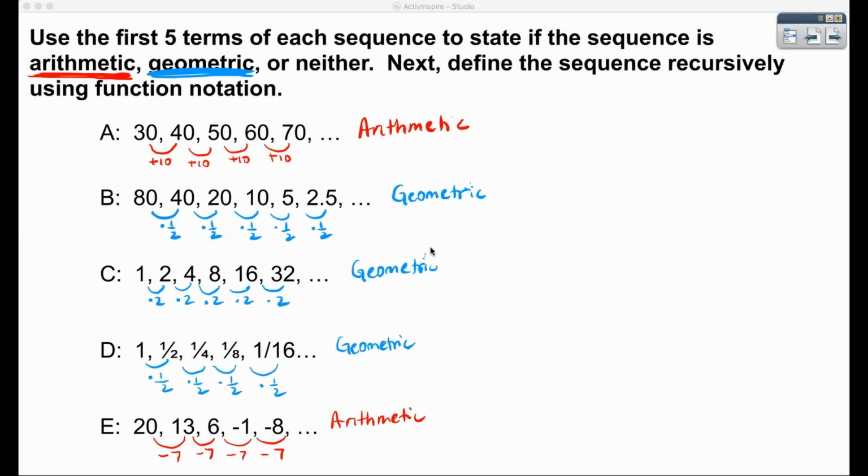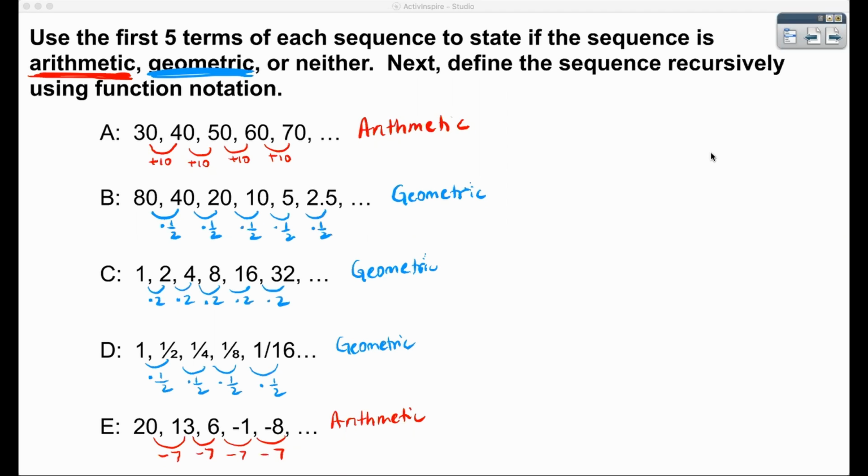Okay, now that we figured out what each of these sequences are in terms of arithmetic or geometric, now we can start figuring out how to define each of these sequences recursively using function notation. Now, what do we mean by this? When we're using this term function, we're using this term recursively, right? What is a recursive definition? Well, a recursive definition describes a repeated or recurring process for getting the values of our sequence.